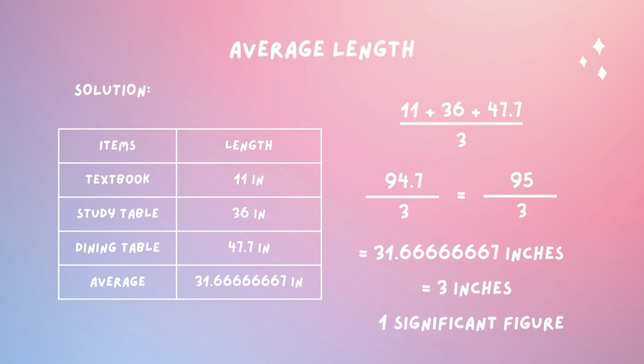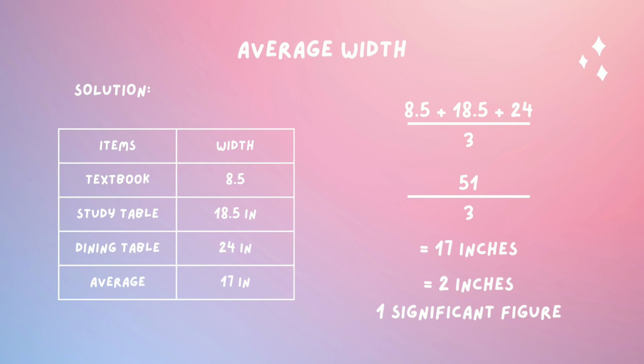Following the significant figure rule of addition, the final answer should be equal to the smallest number of decimal places. We will round off the 94.7 into 95. So 95 divided by 3 is equal to 31.66666667 inches. Again, following the rule, but this time in division, the number of significant figures is the same as the term with the least number of significant figures. The least number of significant figures is the denominator, which is the 3. Therefore, we will only have one significant figure.